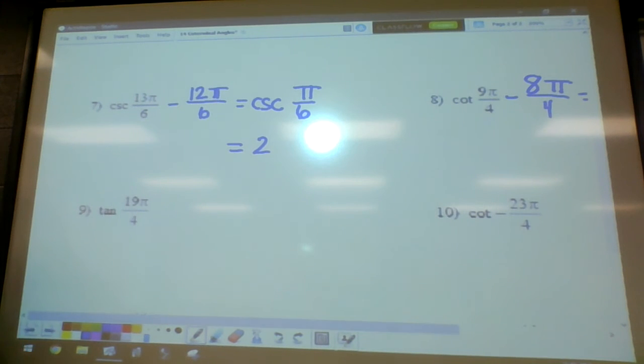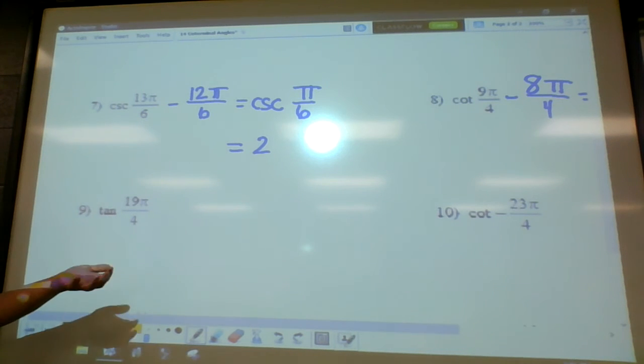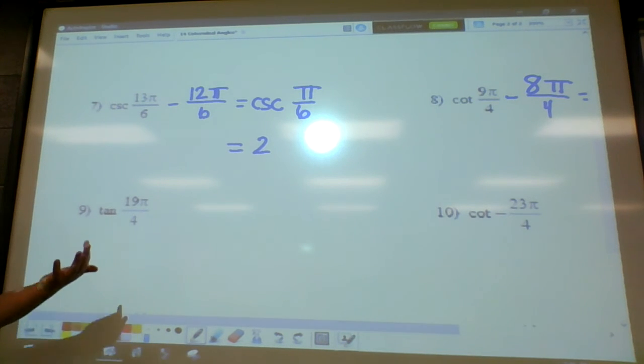All right, tangent 19 pi over 4. Automatically, by the way, without looking at this, it's either 1 or negative 1, isn't it? Because if it's over 4, no matter what happens, it's still going to be over 4. We're going to reference pi over 4, and it's either 1 or negative 1, depending on what quadrant this is in.